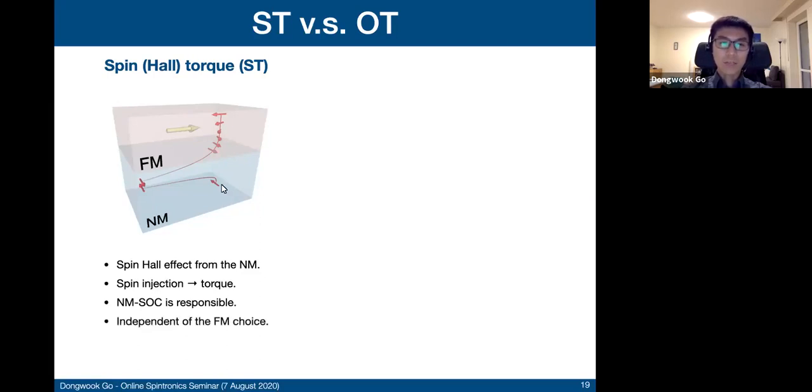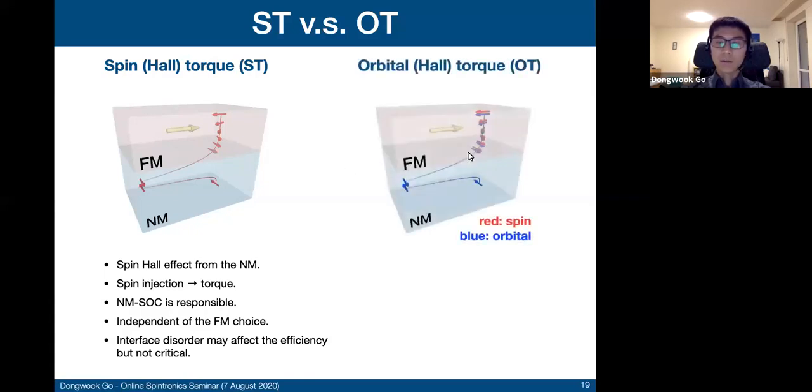And usually, as for spin transfer torque, the choice of the ferromagnet is not so significant. Also, interfacial disorder should not matter significantly, especially when spin-orbit coupling is small, because there's no way the spin can relax unless we have spin-orbit coupling. But for orbital torque, things are quite different.